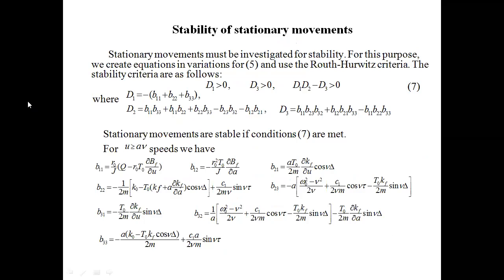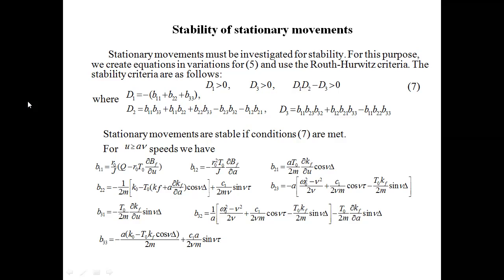Stability of stationary movements. Stationary movements must be investigated for stability. For this purpose, we create equations in variations 4, 5, and use Hurwitz criteria. Stability criteria are as follows, 7. Stationary movements are stable if condition 7 is met.